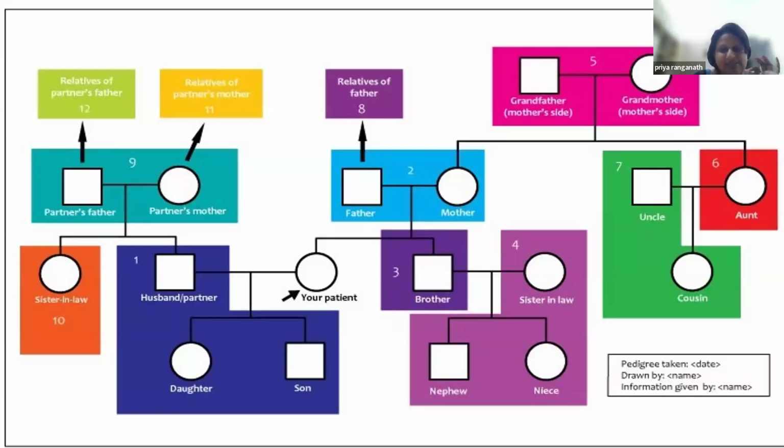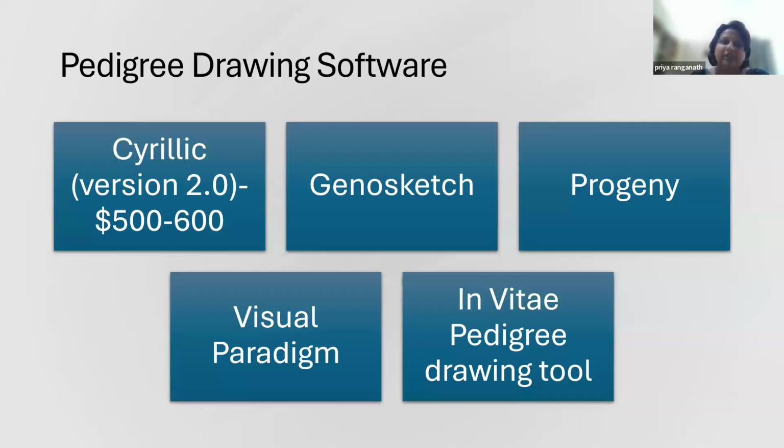So these are the stepwise. Never forget to add in the end who it is taken by, who it is drawn by, where's the information, who this pedigree is about, the age, date, and so on. So these are very important initial parts of the pedigree that we should also do.